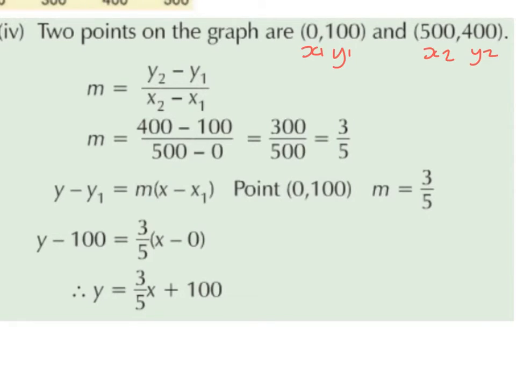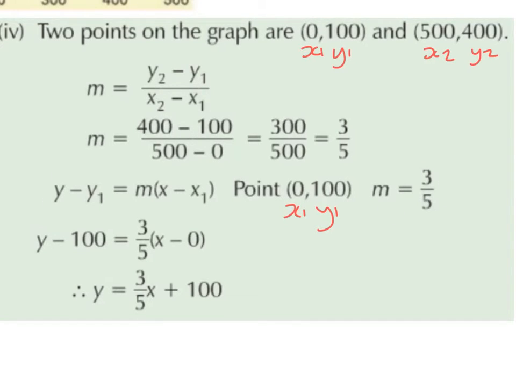Now we're going to use the slope and one of the points off our line and substitute them into the equation of a straight line formula. So the equation of a straight line formula is y minus y1 equals m times x minus x1, where m represents the slope. So we're going to go with this point, 0, 100. We're going to label it x1, y1. And we know that m is equal to 3/5, so our slope is equal to 3/5.